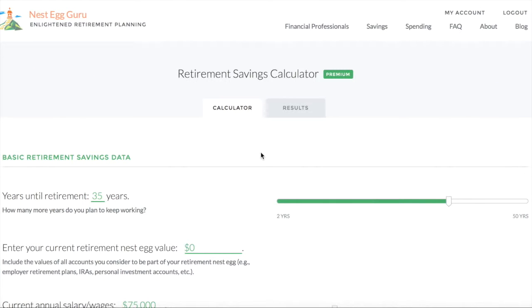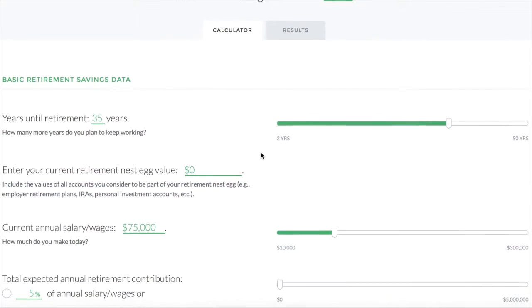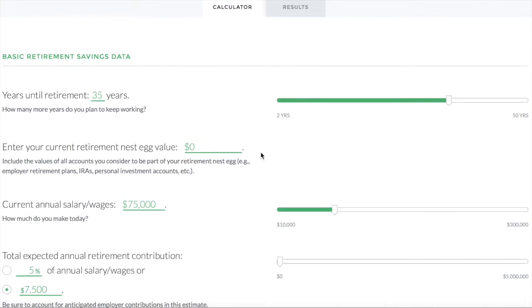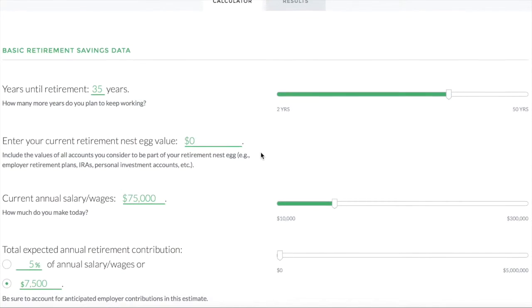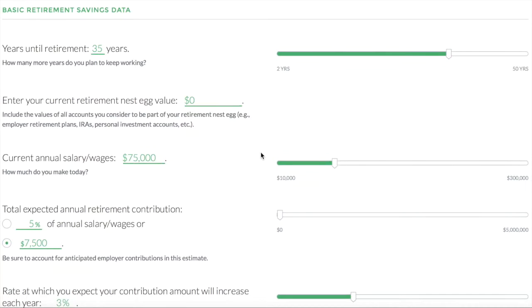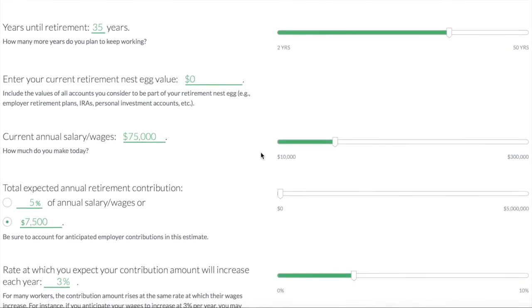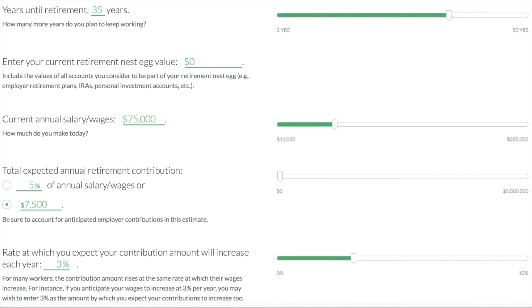Now let's test the impact expenses may have using Nest Egg Guru's retirement savings calculator. In this example, we will assume that you are just starting out and saving for an expected retirement date in 35 years. You have no retirement savings, but you have just signed up to contribute 5% of your $75,000 salary to your 401k plan in order to receive your employer's 5% match. Let's also assume that you expect your wages and your contributions to increase by 3% each year.